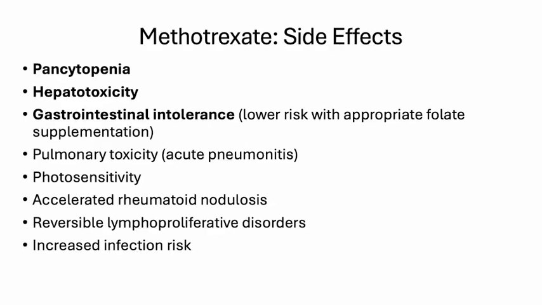Like all powerful medications, methotrexate has a risk of potential side effects that need to be monitored closely. The most significant of these are pancytopenia and hepatotoxicity. Pancytopenia typically develops early in treatment, while hepatic fibrosis and cirrhosis may take years to develop. Other side effects include GI intolerance, the risk of which can be reduced with folate supplementation without any effect on drug efficacy, pulmonary toxicity such as acute pneumonitis, photosensitivity, accelerated rheumatoid nodulosis, and in rare cases, reversible lymphoproliferative disorders.